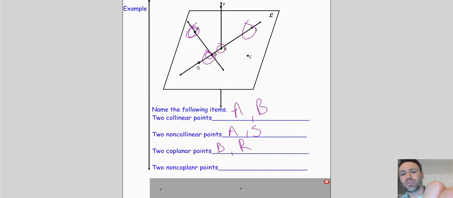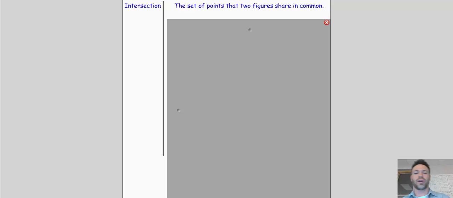2 non-coplanar points. Point P up here is that example that I just gave you. It's not on that plane. And let's use another point here. Point P and C are not on the same plane. They're non-coplanar. All right. Postulates now. All right. Sorry. Intersection first.